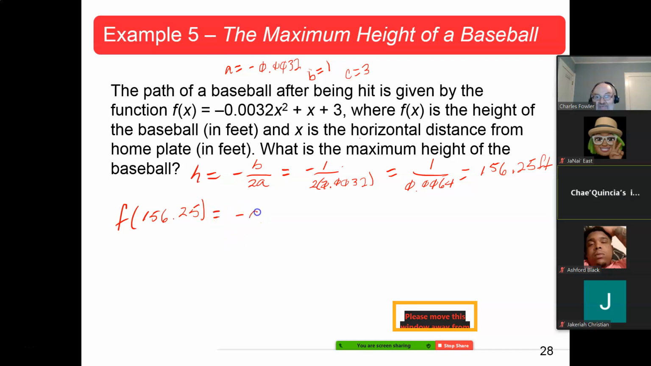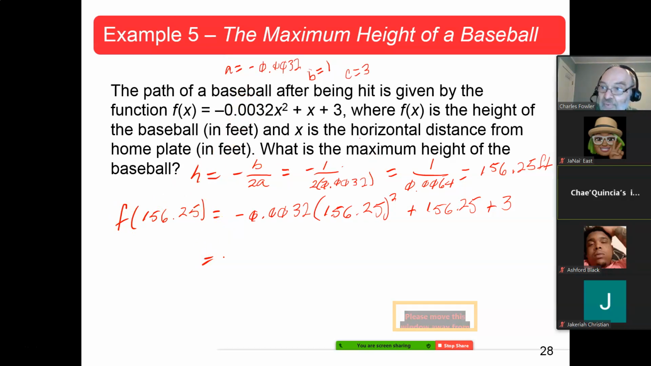f of 156.25 will be negative 0.0032 times 156.25 squared, plus x is 156.25, plus 3. You just plug in this value, the x value for the h, into your function. That gives you your maximum height.